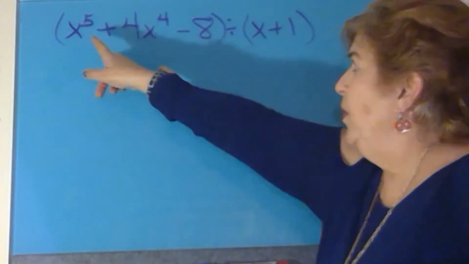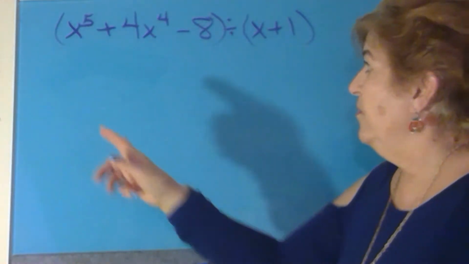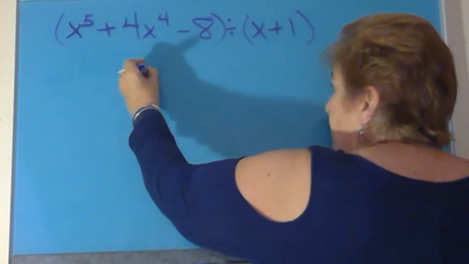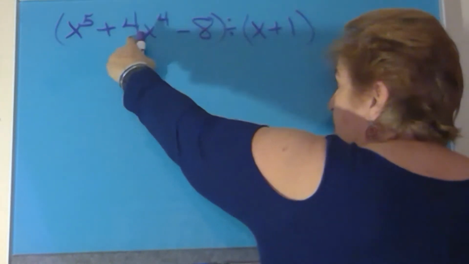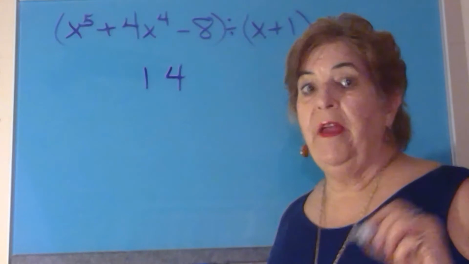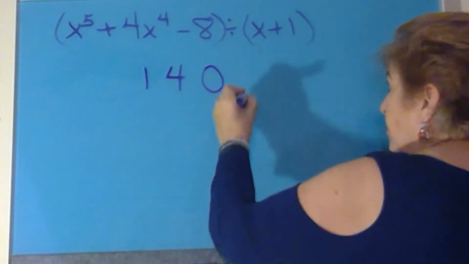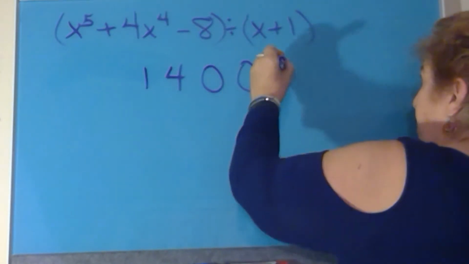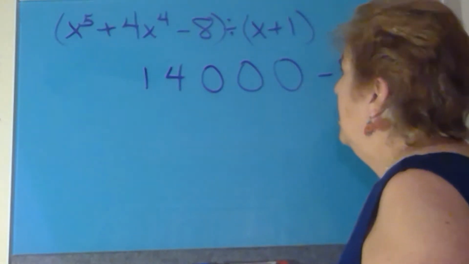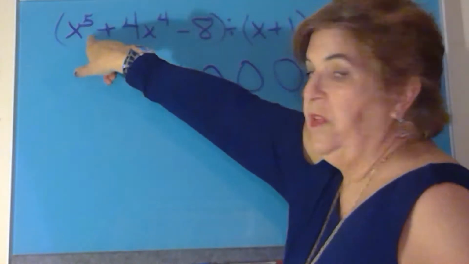You should notice at this point that if that's a 5, we're missing some terms here. So we have an x to the 5th, that has a coefficient of 1. We have an x to the 4th, it has a coefficient of 4. Then the terms that are missing have coefficients of 0. So there is no x to the 3rd, there is no x squared, and there is no x. And then we have a constant that's negative 8. 1, 2, 3, 4, 5, 6. That's one more than the highest exponent.